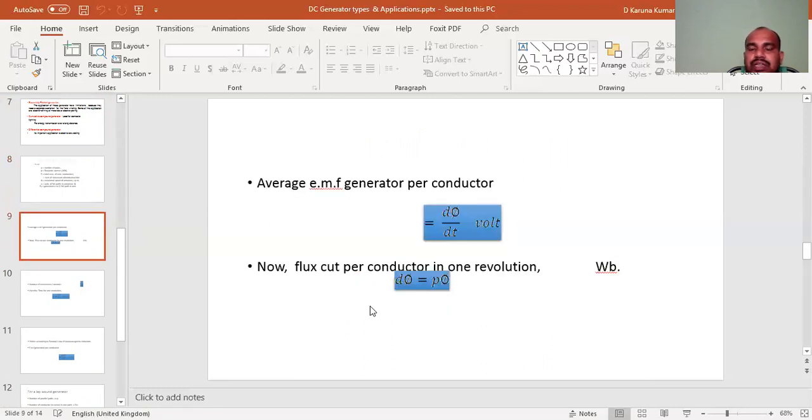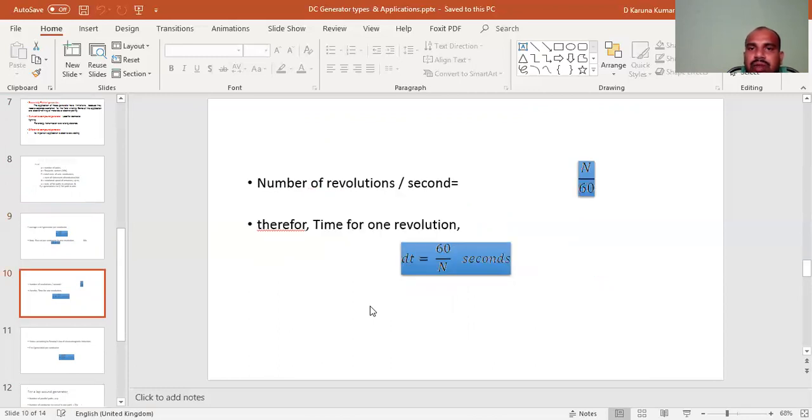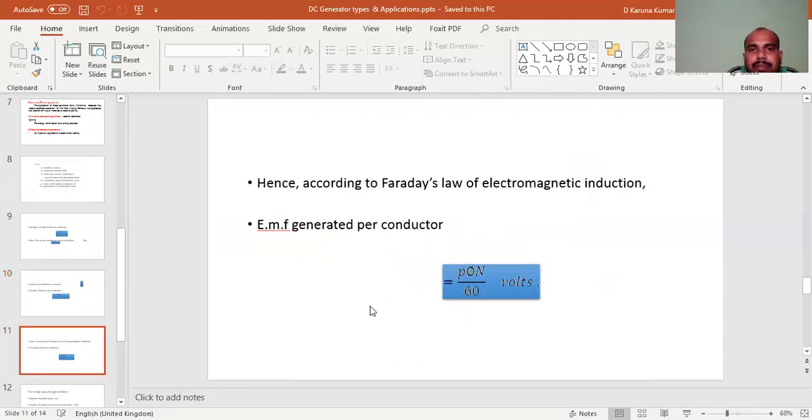According to Faraday's laws of electromagnetic induction, the EMF is directly proportional to d phi by dt. E is directly proportional to the rate of change of flux. The average EMF generated per conductor is equal to d phi by dt. The d phi equals the flux cut by one conductor in one revolution, d phi equal to phi into P. dt equals the time for one revolution. The number of revolutions per second equals N by 60, so the time for one revolution equals 60 by N.